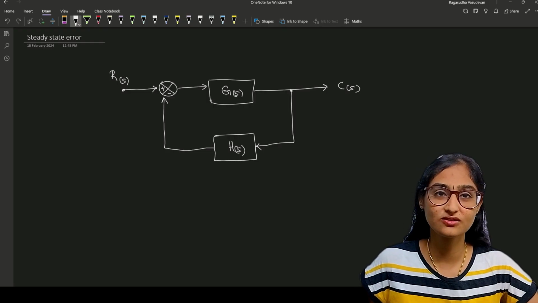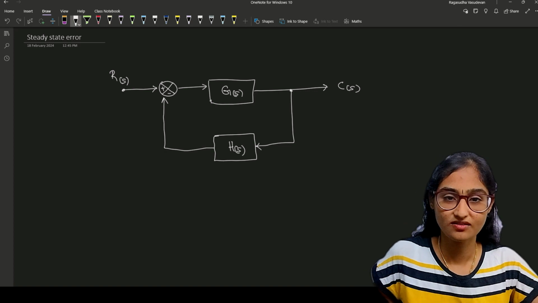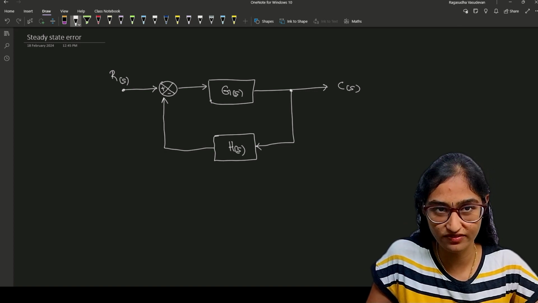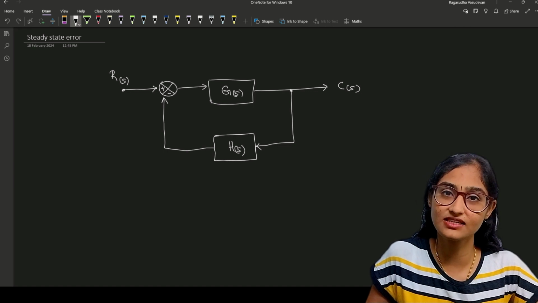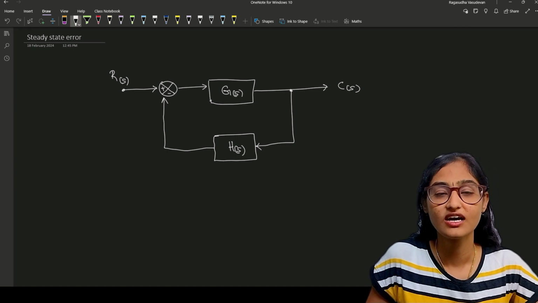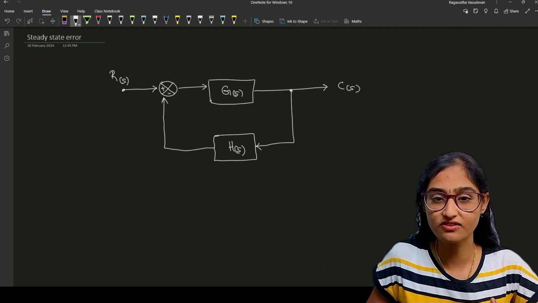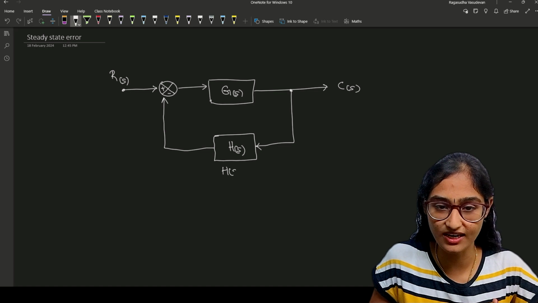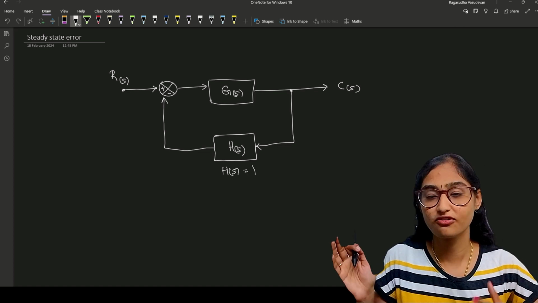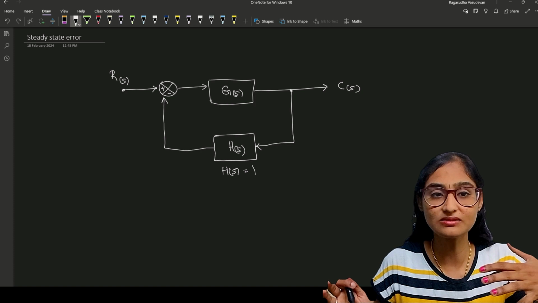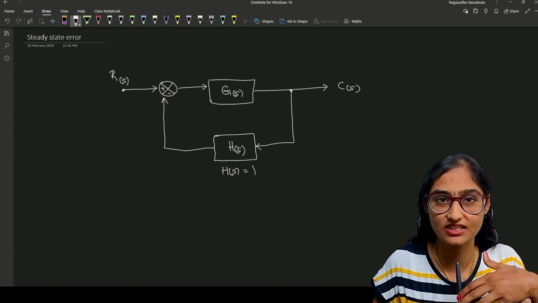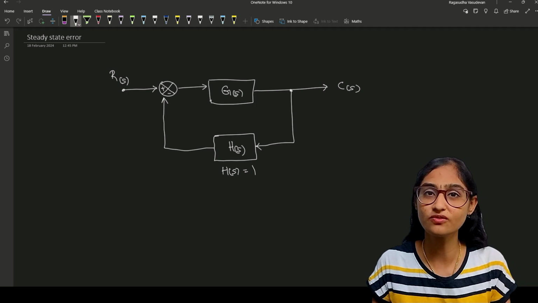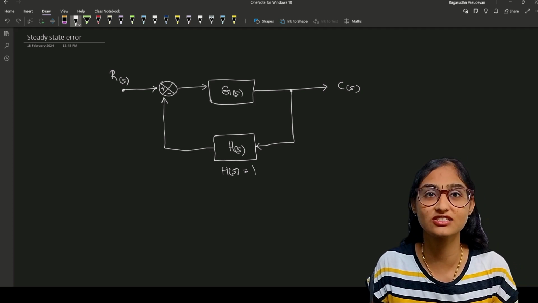Consider this closed loop system. We have an open loop gain which is G(s) and the feedback path transfer function is H(s). Throughout this analysis, we will be considering a unity feedback system. This means that H(s) is 1. For all unity feedback systems, this way of finding steady state error is applicable. For non-unity feedback, what are we going to do? We will explain that in my next video.